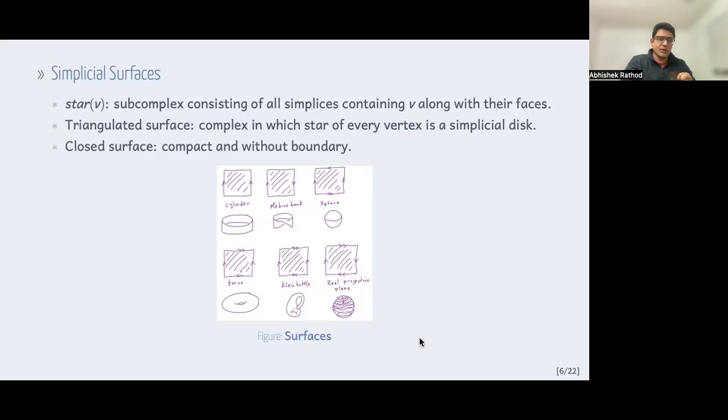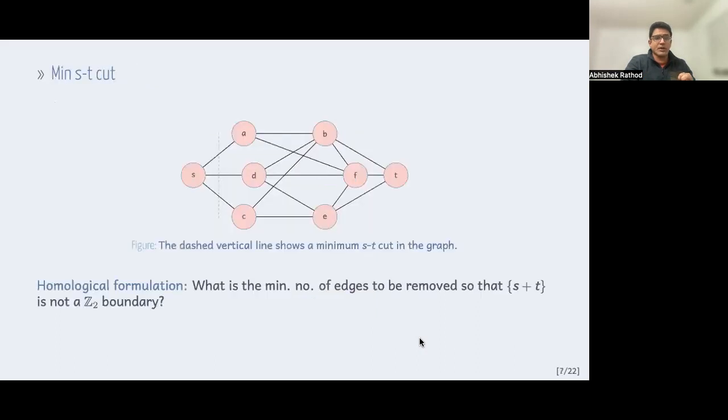All right. Now that the preliminaries are over, let me go to what was promised in the first few slides, that we're going to generalize min cut. So let's try to do that now.